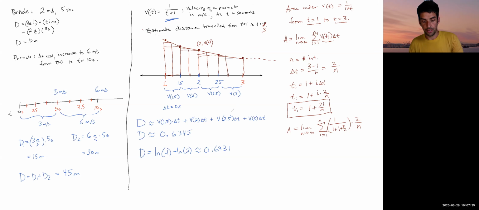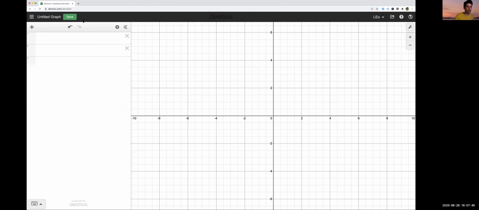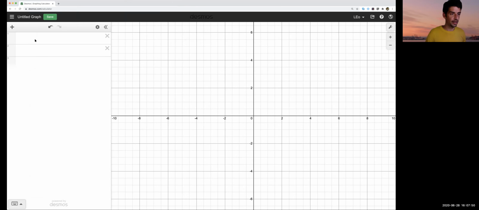So we're going to jump out of this for a second and jump into Desmos. Okay, so this is a nice graphing function. Let's do a few things with it while we are here. First of all, it can recognize function notation.